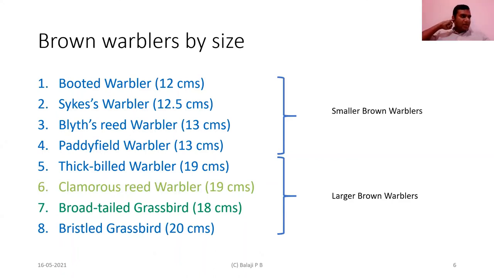Whether they are residents in Coimbatore, it is very clear that they are nesting here in India. In fact, the clamorous reed warbler, I think it has been renamed to Indian reed warbler. So it's fairly clear that it's breeding in India. Whether it's a migrant or a resident in our area, I think we still need some more confirmation. Broad-tailed grassbird is clearly a resident. It's an endemic species of the Western Ghats. So it is a resident. All the other species are migrants.